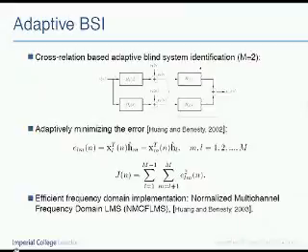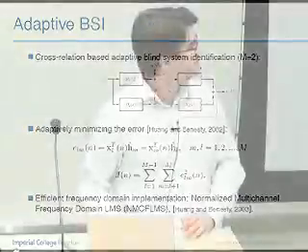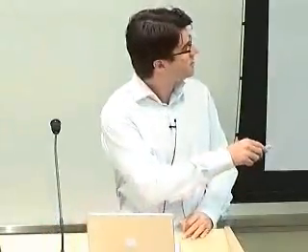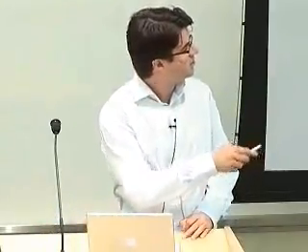One step further is, if you take this cross-relation, you can actually formulate an error signal which is extended to any number of channels by just taking various combinations of these channels. And you can use some kind of an adaptive filter to minimize this error.